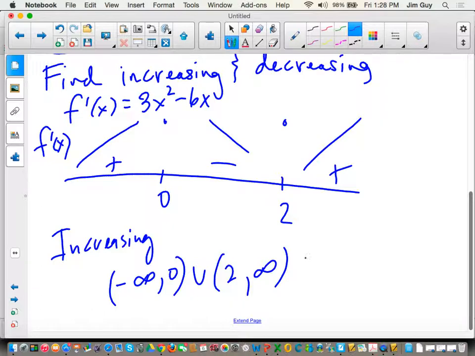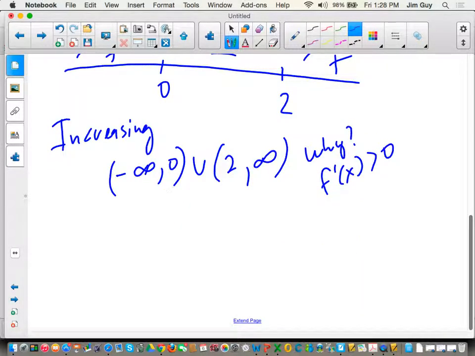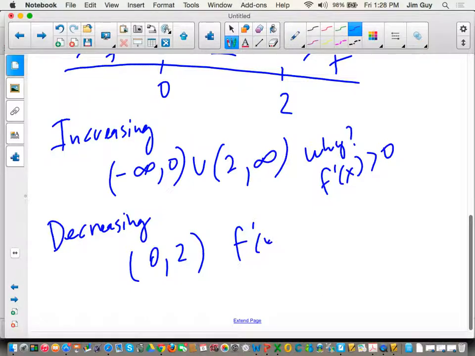That's increasing. Why? If they ask why, you tell them because the derivative is greater than 0, it's positive. And then we got decreasing, and that's between 0 and 2, of course. Why? Because f prime of x is less than 0.